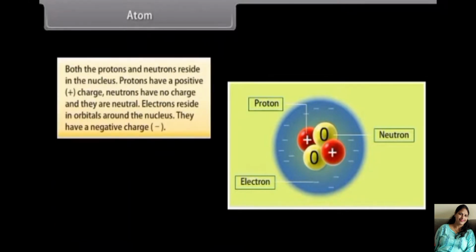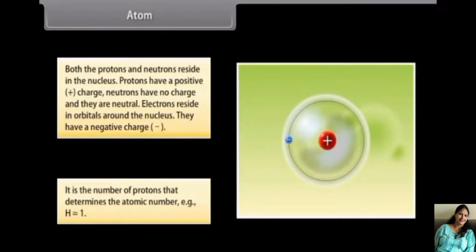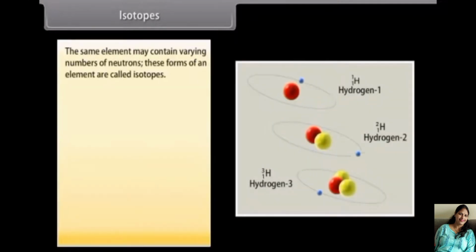Now both the protons and neutrons reside in the nucleus. Protons have a positive charge and neutrons have no charge, they are neutral. Electrons reside in orbits around the nucleus. They have negative charge. It is the number of protons that determines the atomic number. For example, hydrogen's atomic number is 1. It means the number of protons is 1 in hydrogen. So, always the number of protons decides the atomic number.